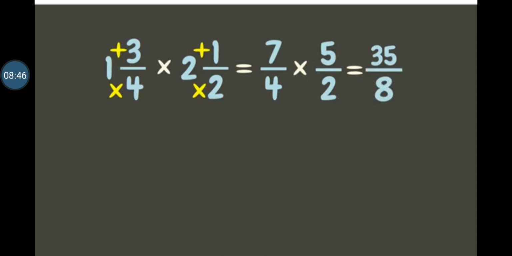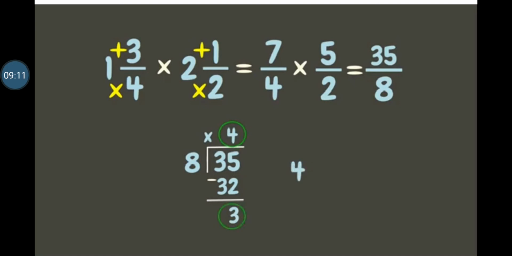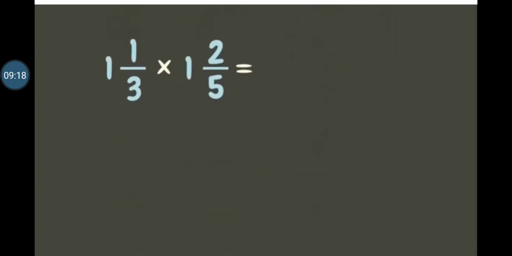Now let's simplify. Can we simplify this? No, we don't have any common factor in 35 and 8. So we need to divide, as our question is in the form of a mixed number. So 8 times 4 is 32 and after dividing we are getting 3 as remainder. So 4 will be the whole number, 3 will be the numerator and 8 will be the denominator.